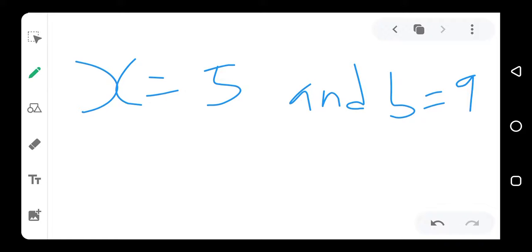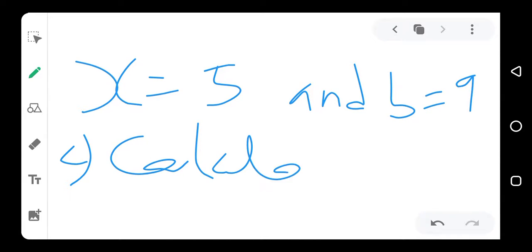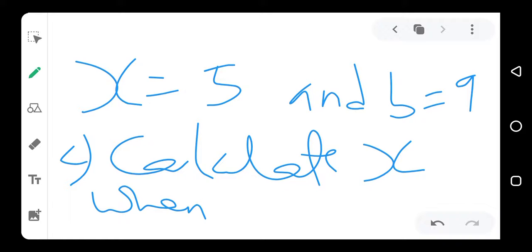C. Calculate x when A is equal to 3 and B is equal to 7.